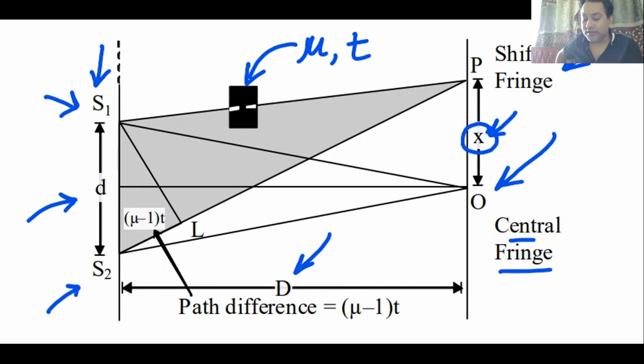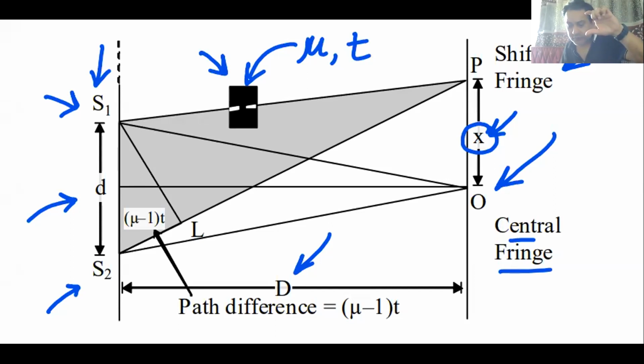What you have to do is draw this diagram, the original diagram and this diagram. What is the difference? Here we have a glass slab of refractive index mu and thickness T in front of the upper slit, and the entire fringe pattern shifts. I will give you a minute to draw this.